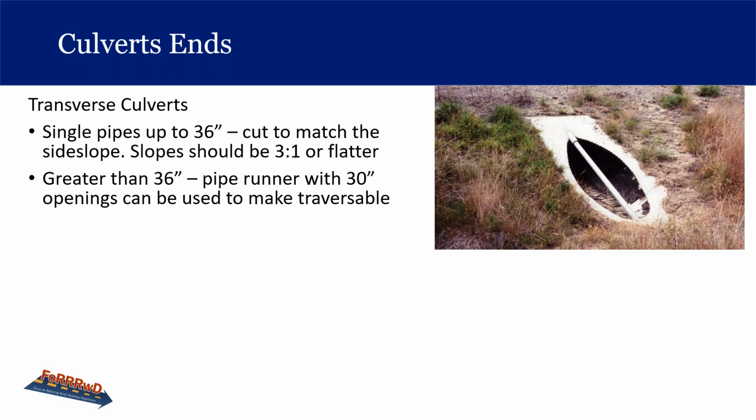So they've done some full-scale crash tests, and they have shown that even at low speeds, vehicles can traverse openings up to 30 inches between pipes on side slopes up to 3 to 1. Single pipes up to this 36-inch one we see here can simply be cut to match the side slope. Grading beyond the pipe is also very important and should be made traversable. So that's a treatment that was done in Kansas.